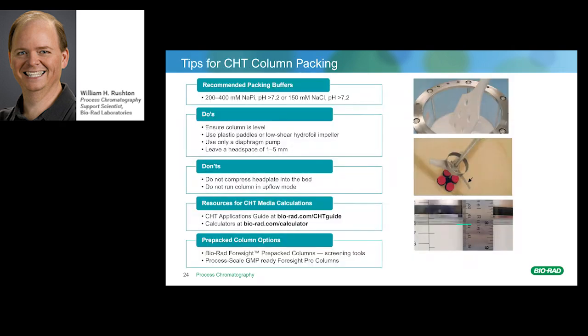Now I'm just going to comment on some tips for CHT column packing. Our recommended packing buffers are 200 to 400 millimolar sodium phosphate, pH greater than 7.2, or 150 millimolar salt, also greater than pH 7.2. Several do's for CHT. One, you want to make sure the column is level. Since it is not a compressible resin, if you don't have a level column, you could have a sloped bed, which could give you differential separation. You want to make sure you only use plastic paddles or low shear hydrofoil impeller for mixing. As I previously mentioned, you want to use only a diaphragm pump for the media transfer, and you want to leave a headspace of 1 to 5 millimeters.